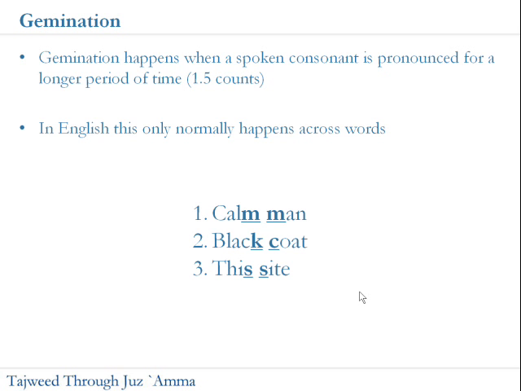So in English we've got 3 examples here. We've got calm man, black coat, this sight. Now what happens here in English is that the last sound of the first word effectively merges into the first sound of the second word. Okay, and if we take the third example, it's very clear. It's this sight, and you'll notice that when you say it, you hold the S slightly longer, and you've effectively made it one S. And this is the same sort of principle we're going to use in Arabic.